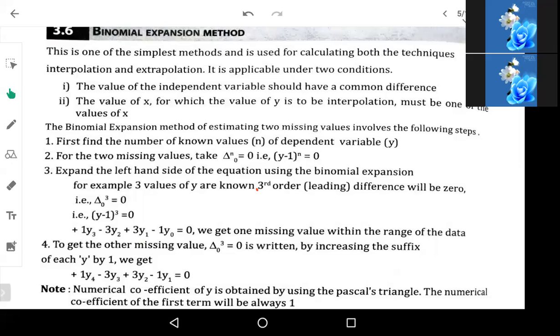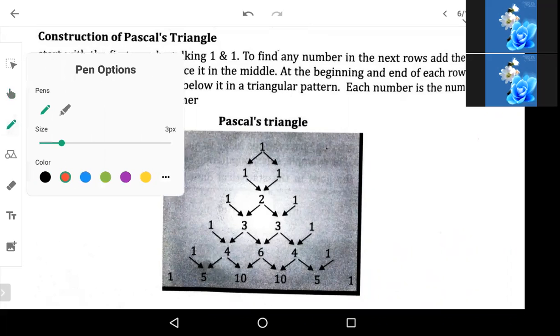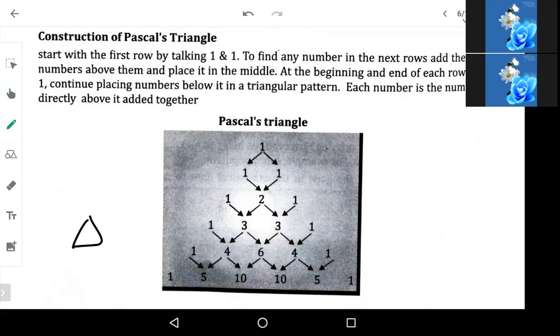Okay. Now this is called a Pascal triangle. Now we have to construct this Pascal triangle for every problem that we are going to solve. Now how do we construct the Pascal triangle? Listen here carefully. First, it comes in the form of a pyramid. Okay. It comes in the form of a pyramid, or you can just say a triangle. So it will start with 1.